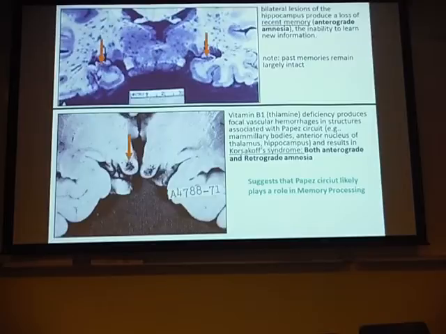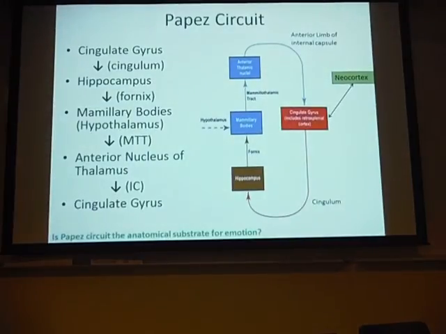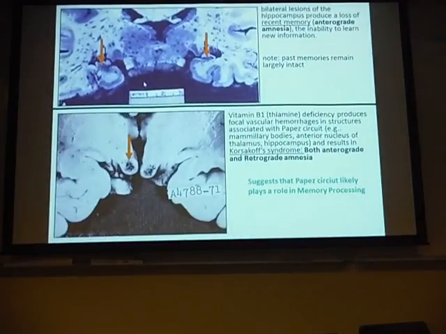It doesn't mean that structures like the cingulate gyrus or the hypothalamus aren't important. They do still seem to play a role. Again, the cingulate gyrus in the experience of emotion is connected with the amygdala and other structures that we'll talk about. And we know the hypothalamus is important in the physiological expression of emotion. But this circuit itself, and the structures like the anterior nucleus of the thalamus and the hippocampus, are much more important for learning and memory, but particularly memory formation and memory retrieval.